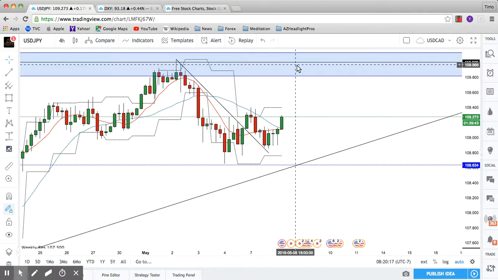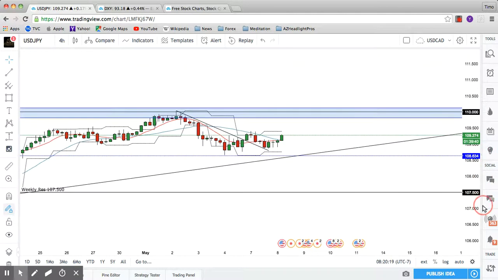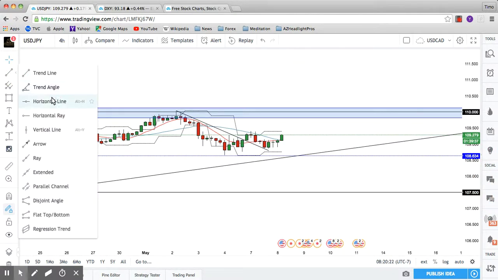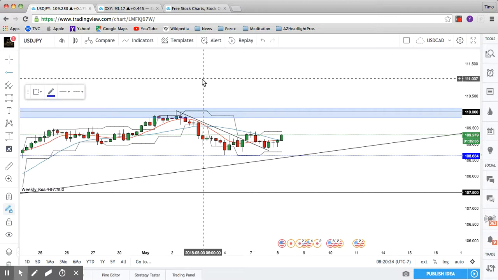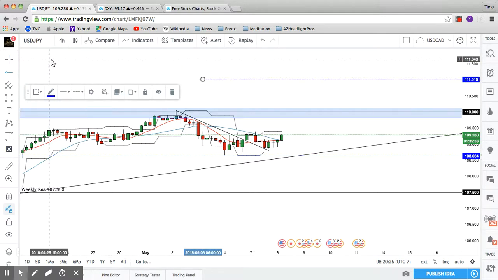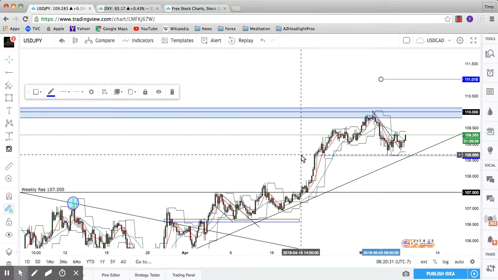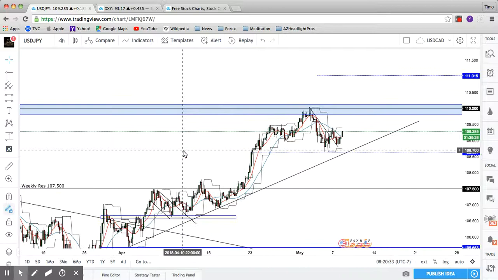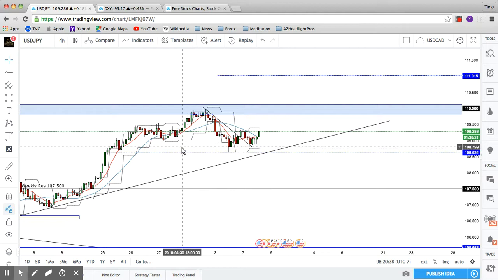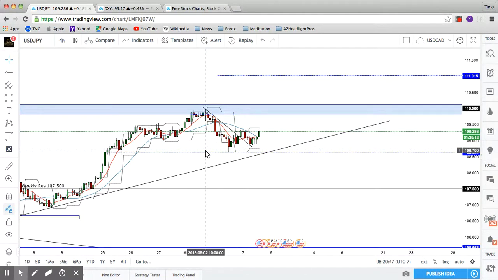I see 110, if not 111, which I will draw my next resistance level on this pair, being met this week or next week, as long as we hold above our daily trend line and price action remains bullish. So I cross-reference my dollar index with my technical analysis on this pair, and I'm literally in down here at 108.70 to 108.80 for standards. So dollar versus the yen, I'm extremely bullish on this pair. I see 111 being met this week or next week.